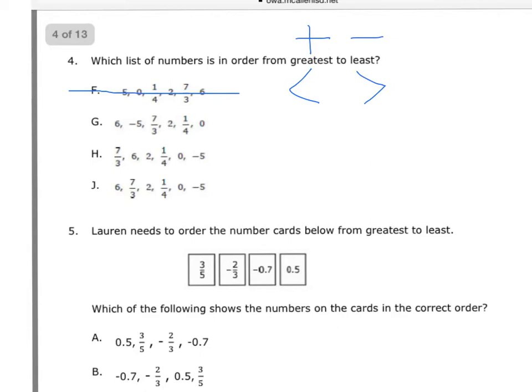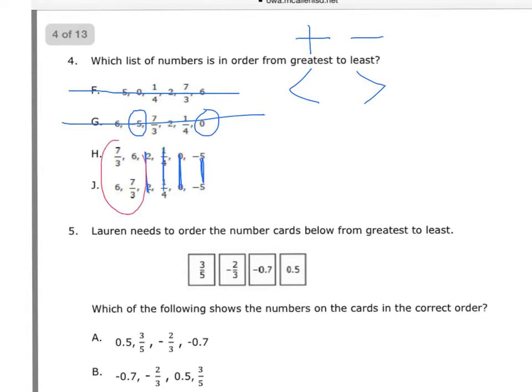Now, when I look at G, I see that there's a negative number before a 0. That doesn't make sense either. I'm going to take that out. Remember, we're going from greatest to least. When I look at H and J, I see that my negative 5s are the same, the 0s, the 1/4, the 2s, they're all in the same place.